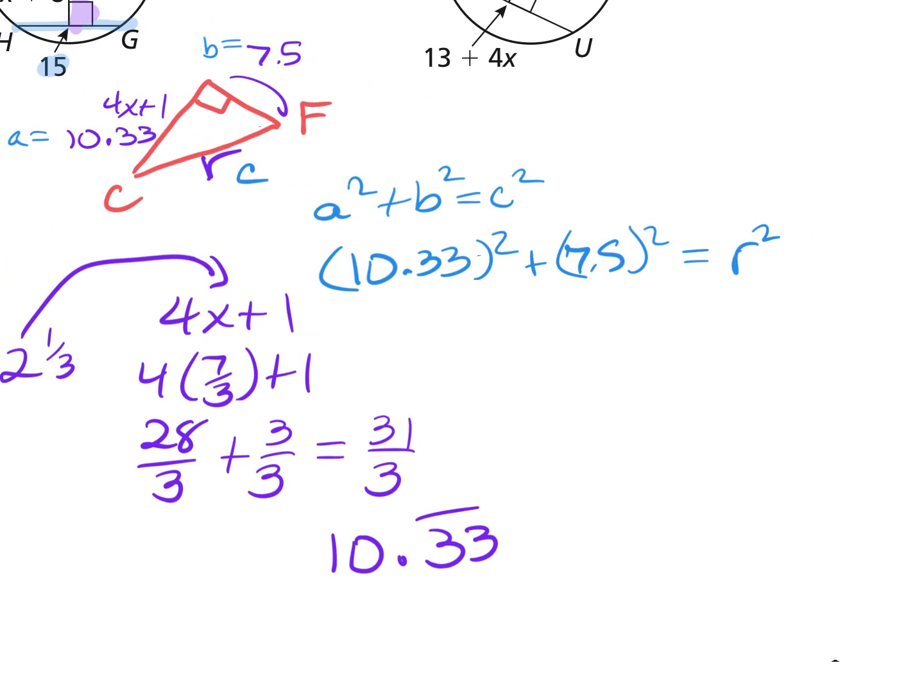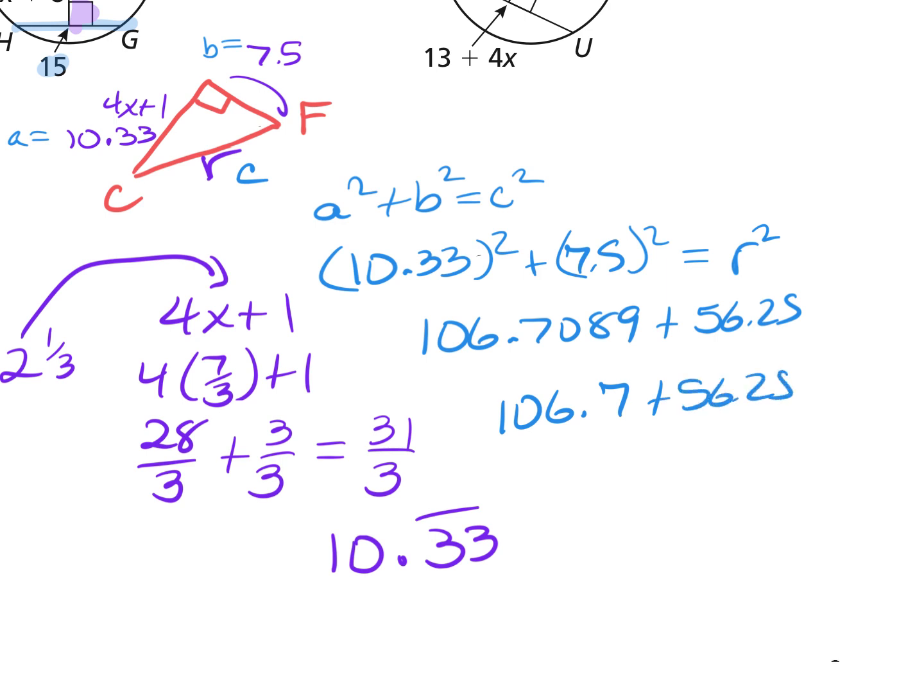So I'm going to square 10.33, and I'm going to round it to the tenths place, so I get 106.7. Then I'm going to square the 7.5. I get 56.25. And it equals R squared. So I'm going to add these two.